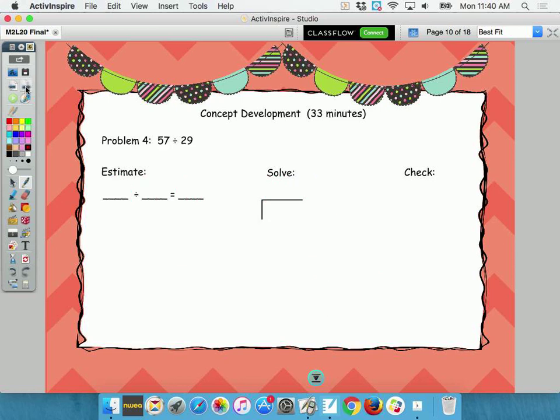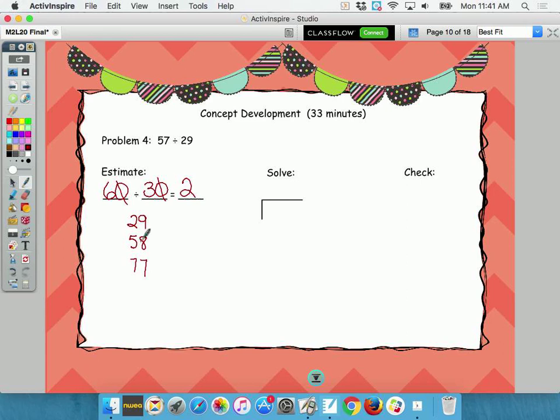So 29 is going to be 30. Okay, so 29 would round to 30, and 57 would go to 60, and we would try a 2. Let's skip count, see if that 2 is going to work for us. 29, then what? 58. Then what? And then it's 87. Can you keep going? 116.